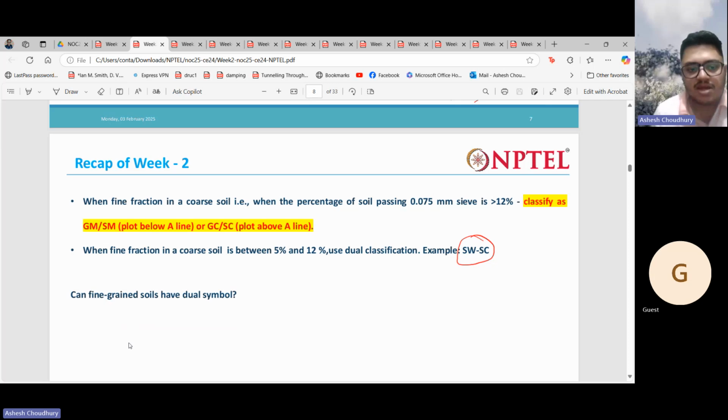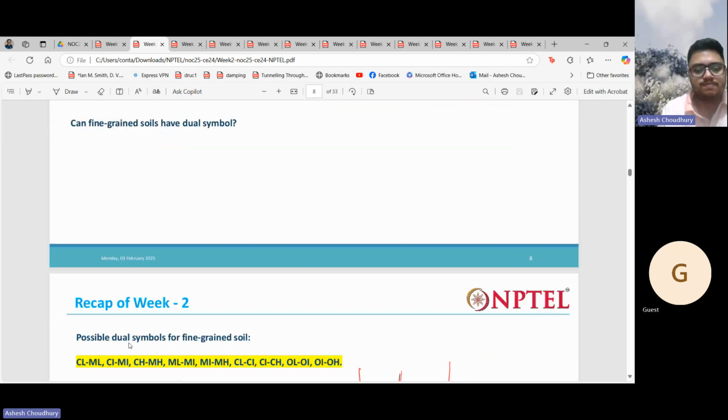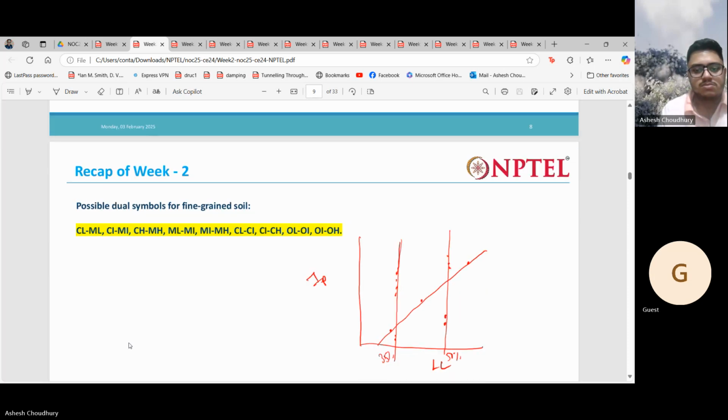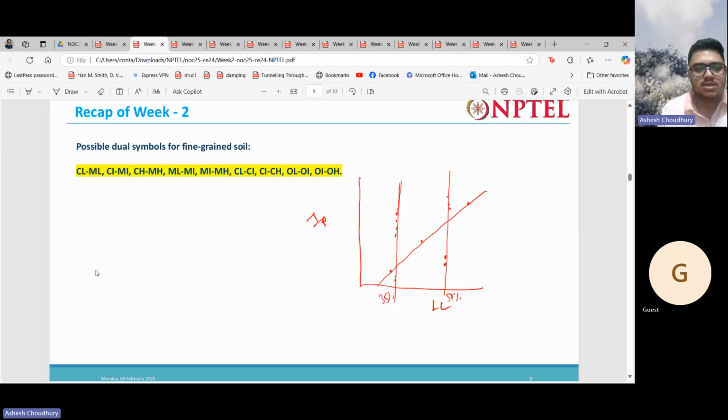And dual classification is used when we have a fine fraction in a coarse soil between 5 and 12%, then we have to use dual classification. And these are other possible dual classifications that we can have.